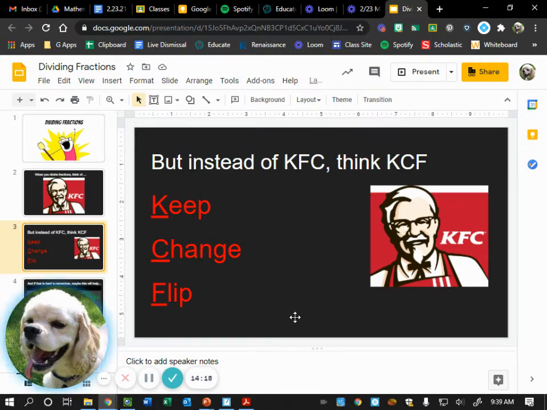We keep the first fraction the way it is. We change the division symbol to a multiplication symbol, and we flip the second fraction so that it's the reciprocal. The numerator is now the denominator, and the denominator is now the numerator. Is this something that might help some of you remember the order KCF a little bit? Maybe? Okay, good. Yep, keep, change, flip. And you just go left to right with that. Keep the first fraction the same, change the division symbol to multiplication, then flip the second fraction to where it's the reciprocal.